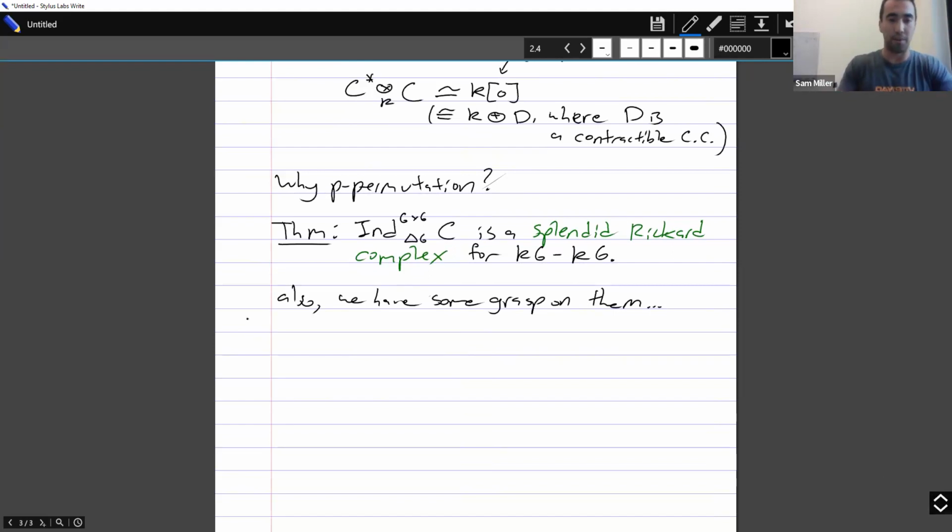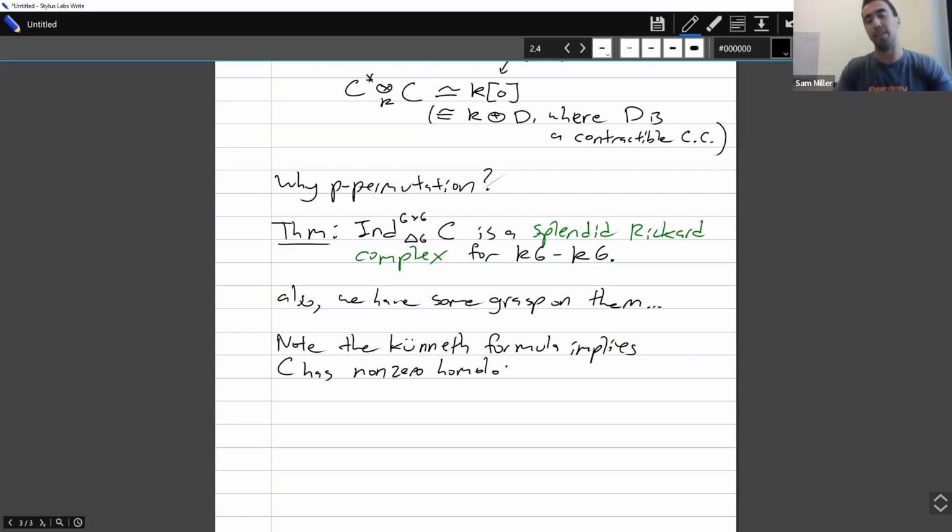So let's just note real quick that the Künneth formula implies that C has non-zero homology. Oh yeah, the indices are decreasing for my chain complexes, in exactly one degree.